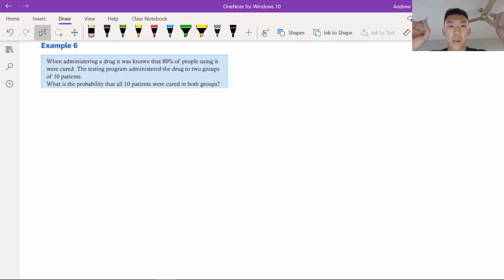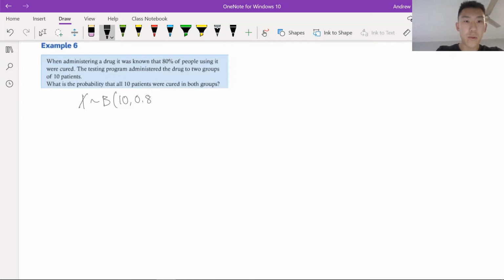Because we want 10 people in the first group to all be cured and 10 people in the second group to all be cured. So if we want to find the total probability, we have to multiply that. This is an AND situation, and we multiply. All right, so again, assuming this is a binomial distribution, the number of trials would be 10 because I'm only doing one group at a time, and our probability of success is 80%.